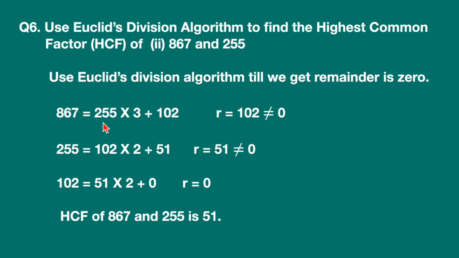Again take 255 as A, 102 as B. Find Q and R and write it. So 255 is equal to 102 multiplied by 2 plus 51. R is not equal to 0. Again 102 is equal to 51 into 2 plus 0. So R has become 0. Remainder is 0. That means this divisor is the HCF. The value of B should be the HCF.